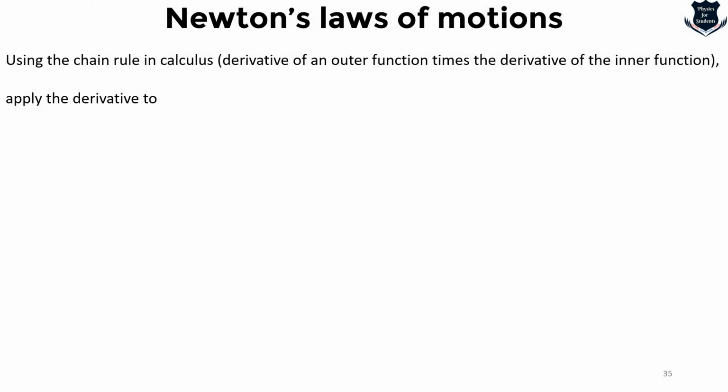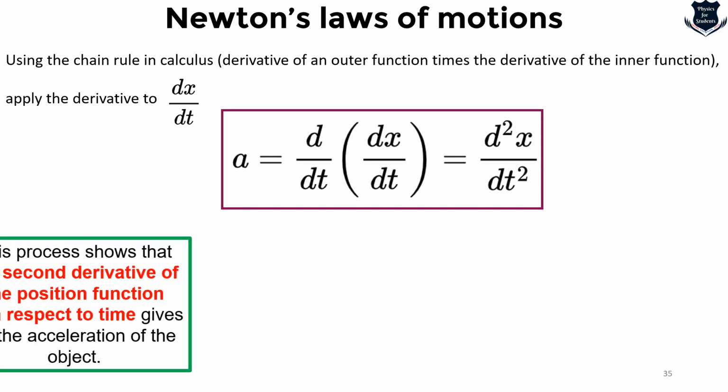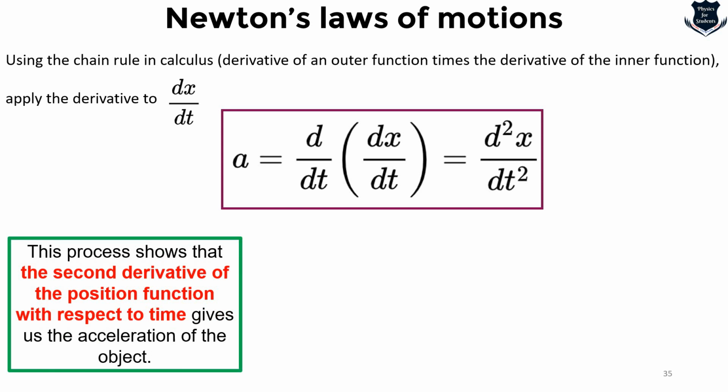Now we all know the chain rule of calculus, that is, the derivative of an outer function times the derivative of the inner function. If I apply the derivative to this dx/dt, which represents velocity, we get this. Those who are watching, you can take a note: d²x/dt². What does it tell? This tells something very important. This process shows that the second derivative of the position function with respect to time gives us the acceleration of the object. This is very important.